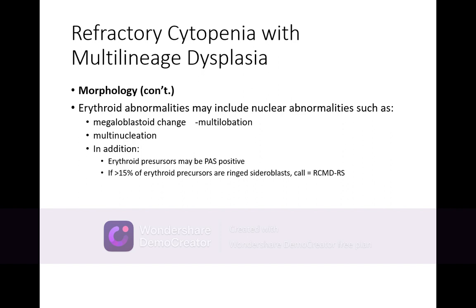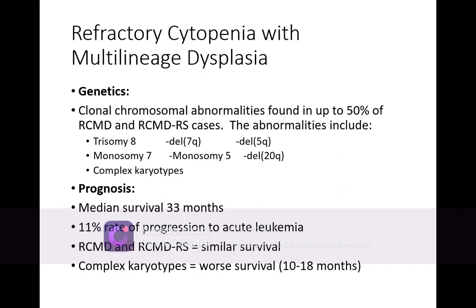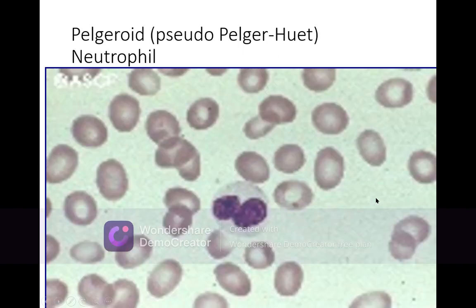And in this condition, they are related with clonal chromosome abnormalities, trisomy 8, deletion or monosomy 7, etc. Median survival is only 33 months, meaning 2.5 years. There is an 11% rate that it will turn into acute leukemia, acute myeloid leukemia. So the same applies to the other one, the Pelger-Huet neutrophil.